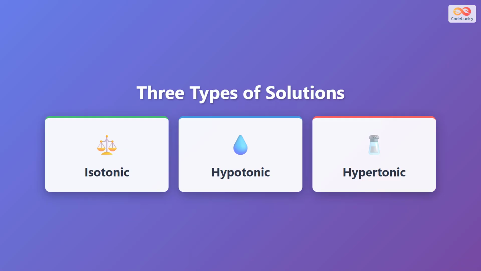There are three types of solutions that cells can be placed in, and each one has a different effect on the cell. These are isotonic, hypotonic, and hypertonic solutions. The prefix iso means equal, hypo means below or less, and hyper means above or more. These prefixes tell us about the solute concentration outside the cell compared to inside the cell. Let's examine each type in detail.